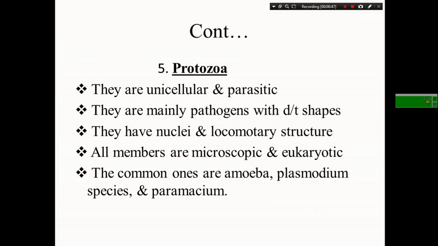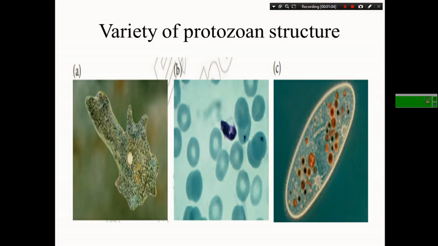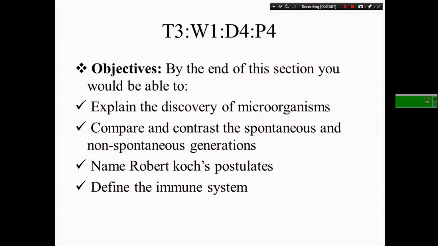And finally, yesterday we discussed protozoans. They are unicellular, parasitic and pathogenic, with different shapes, and are eukaryotic organisms having a nucleus. Those are the previous classes we have discussed, but today we are going to discuss the last lesson.